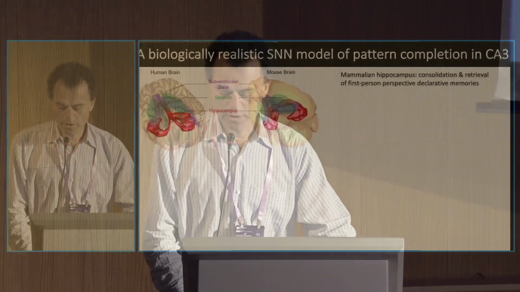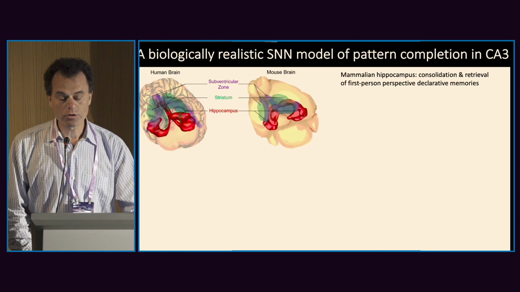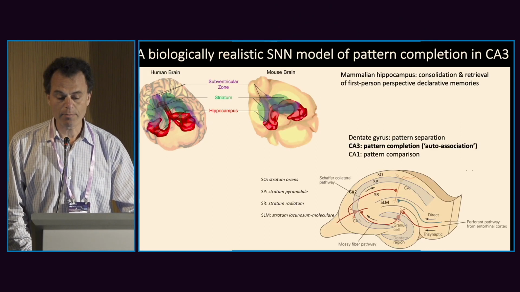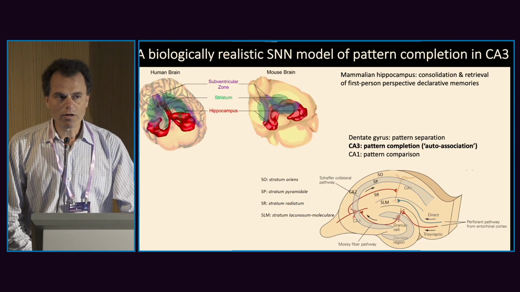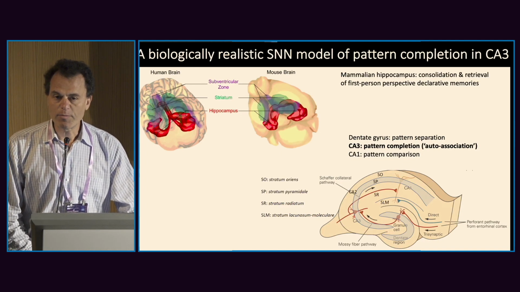So my lab builds computational models fed with parameters all extracted from experimental data in order to test neuroscience theories. And I will illustrate this approach with a very famous region of the brain, the mammalian hippocampus. The mammalian hippocampus has long been involved in the consolidation and retrieval of episodic memories.